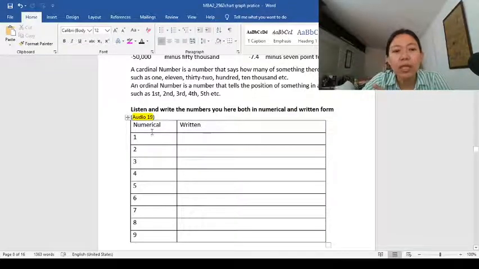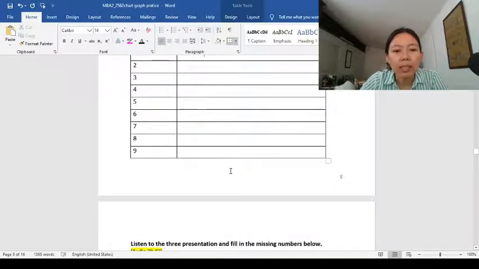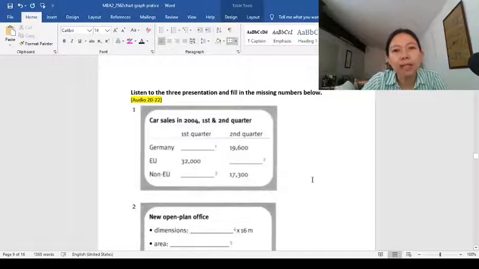For example, if you hear 19, you will write 19. And also written form, you will write it as 19, like this, okay?